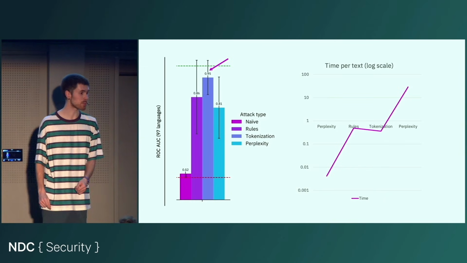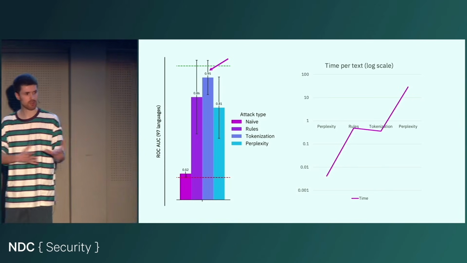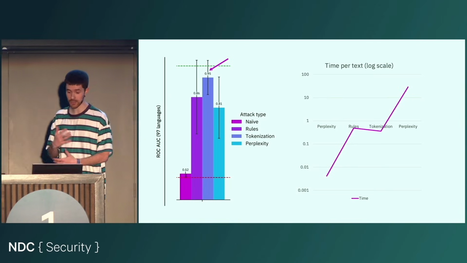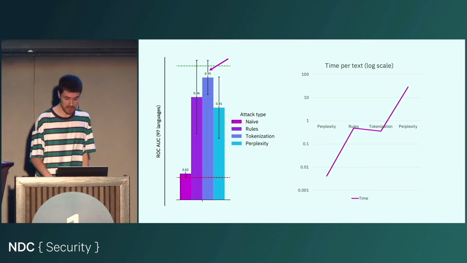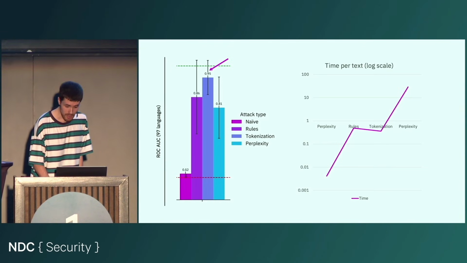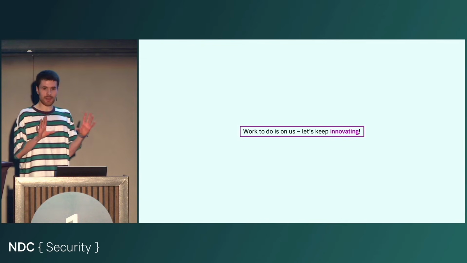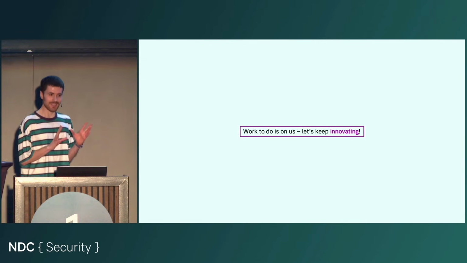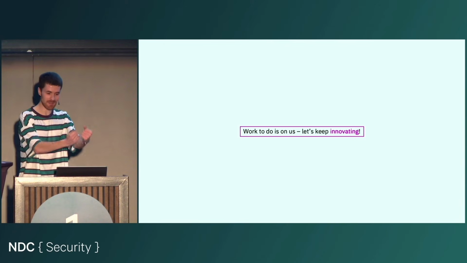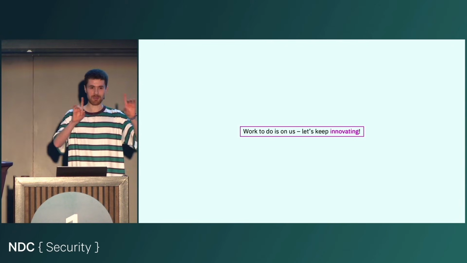Maybe one idea would be to consider differences in context, you know, and just try to adapt thresholds in different languages, different styles of writing, etc. But in general, I'd say that there's some work to do here. That's on us. We need to keep innovating. And let's just try to wrap up a little bit now.